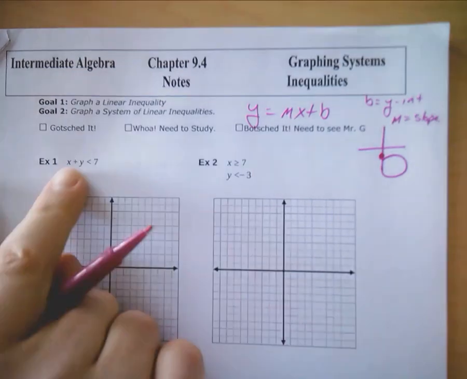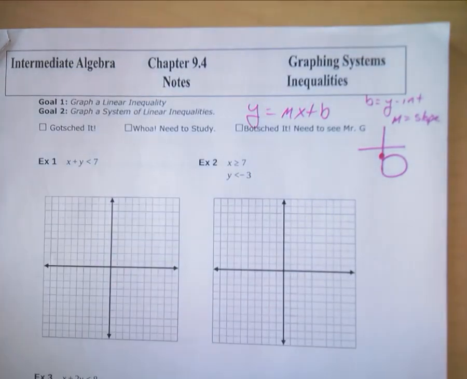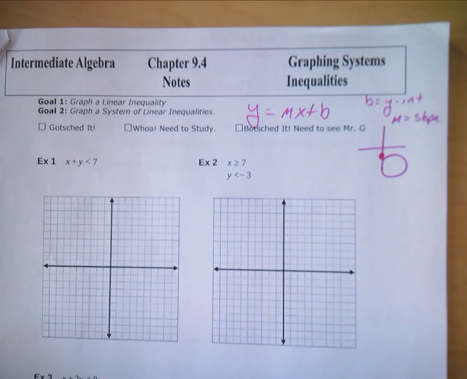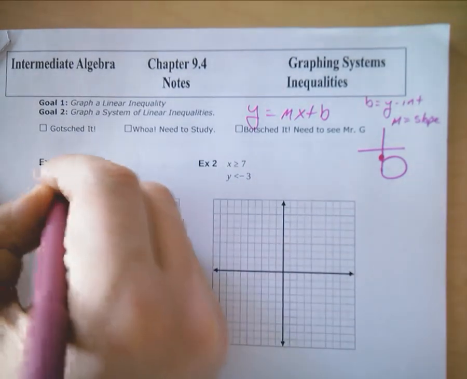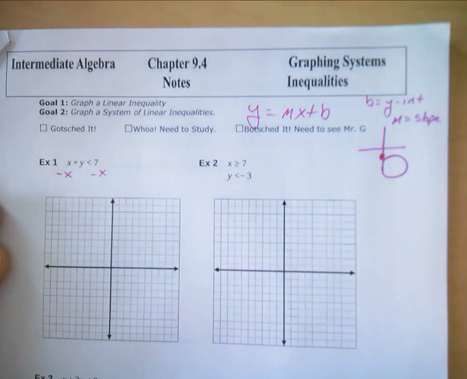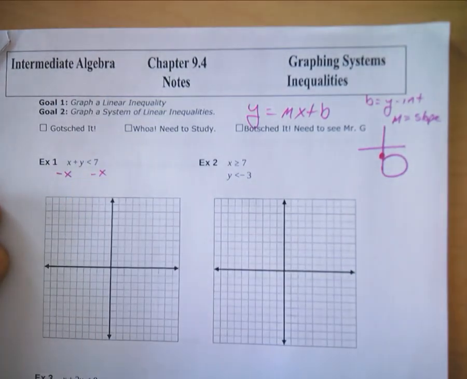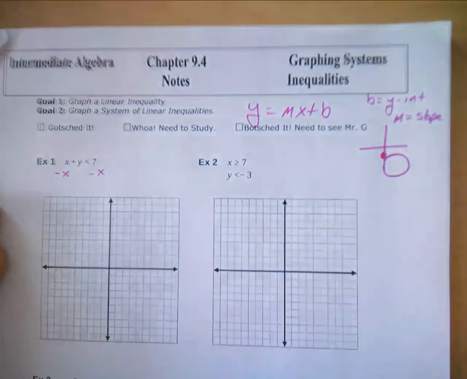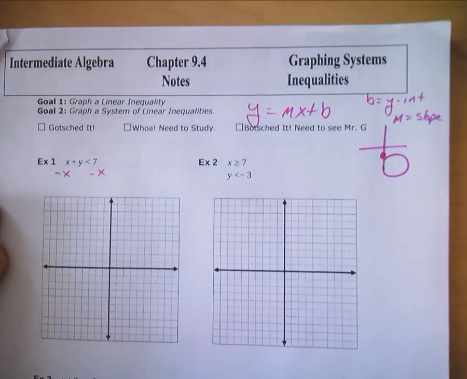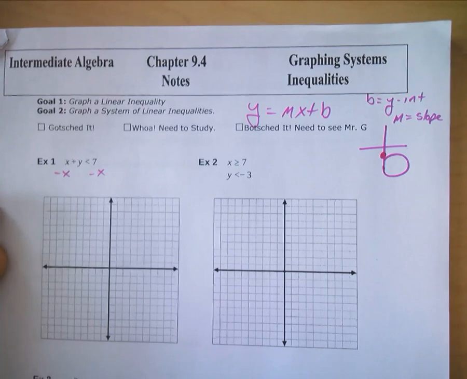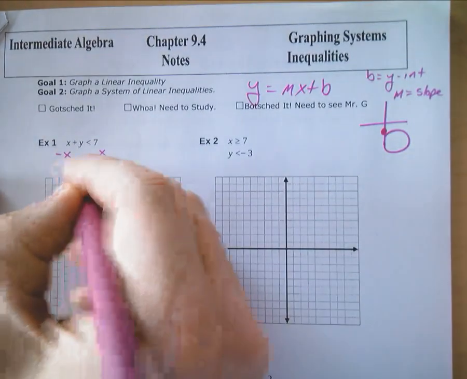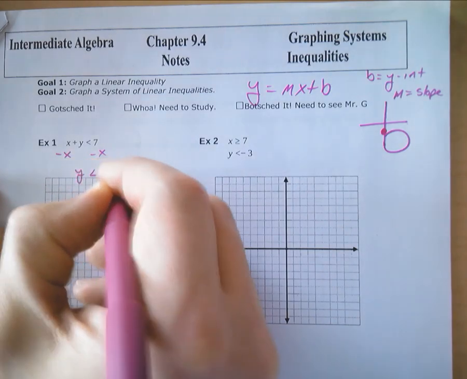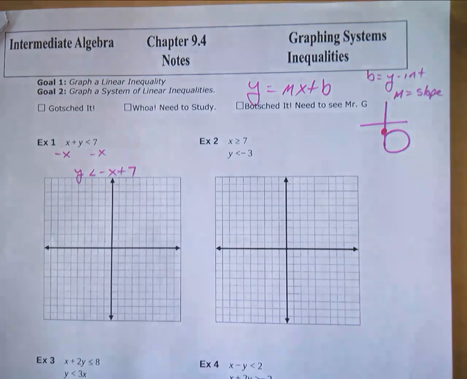So as I take a look at example 1, I've got x plus y is less than 7. The first thing I want to do is get y by itself, so I'm going to subtract this x over. Now I've got y is less than negative x plus 7. And now I'm ready to graph this thing.